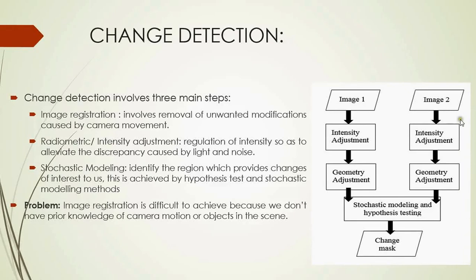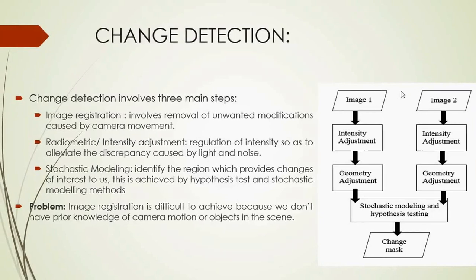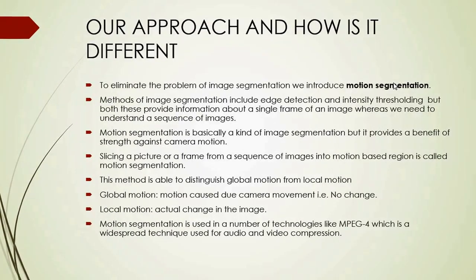This diagram explains how change detection takes place. We take two images, then we carry out the radiometric adjustment, that is intensity adjustment. Then we go for the geometry adjustment, then we apply the hypothesis and do the testing, and then we see the change mask. But the problem with this technique is that it is really difficult to achieve because we don't have any prior knowledge of the camera motion or the objects in the scene. So what we did in this project is we eliminated the problem of image registration and we introduced motion segmentation.